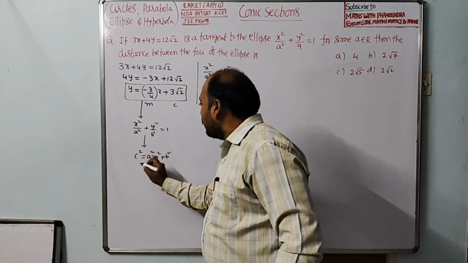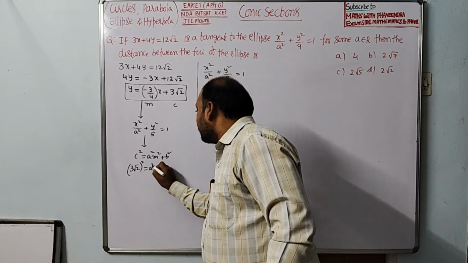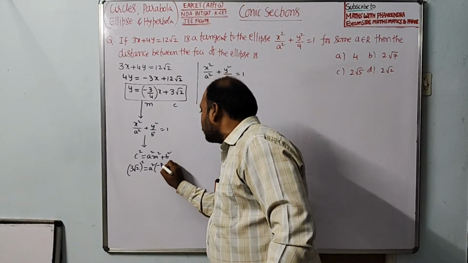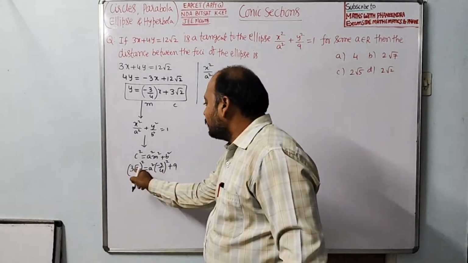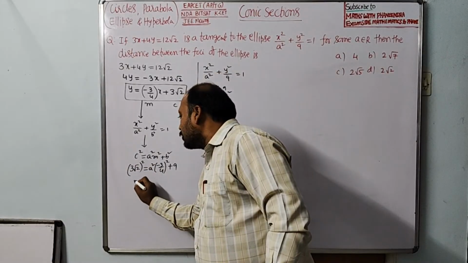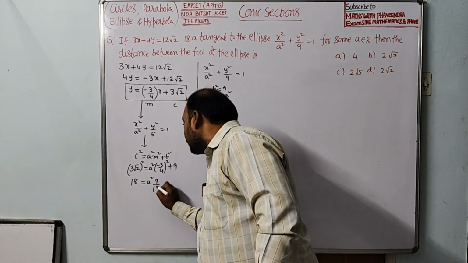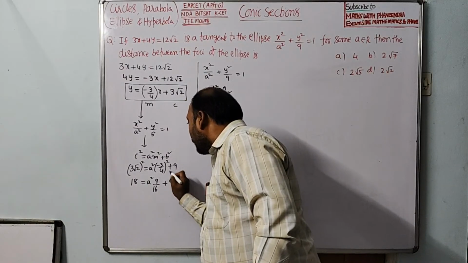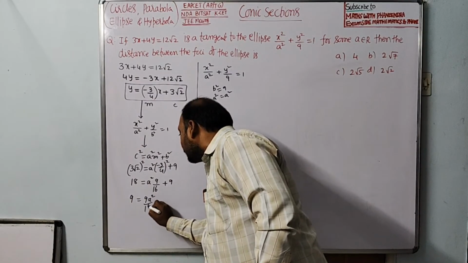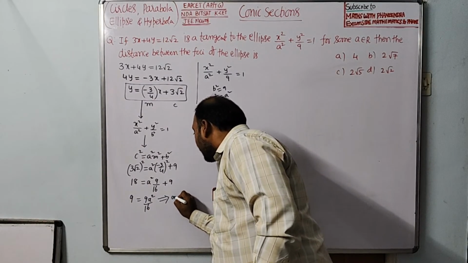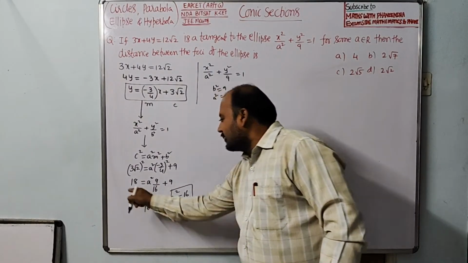So c square means 3 root 2 whole square. a square is as it is. m square means minus 3 by 4 whole square. Plus b square means 9, dear students. 3 root 2 whole square, so 9 into 2, 18 equal to a square into 9 by 16 plus 9. Bring this 9 to this side. 9 equal to 9a square divided by 16. That implies that a square equal to 16. So both sides 9 get cancelled, dear students.